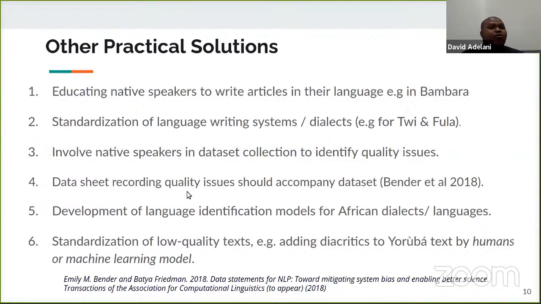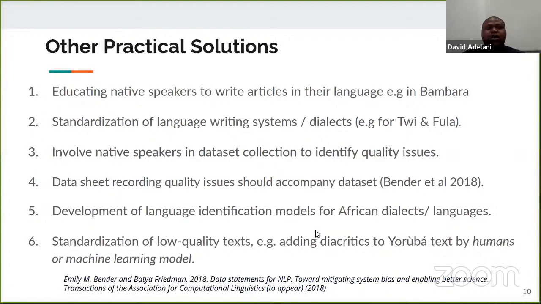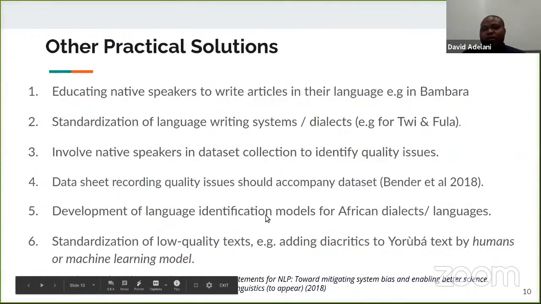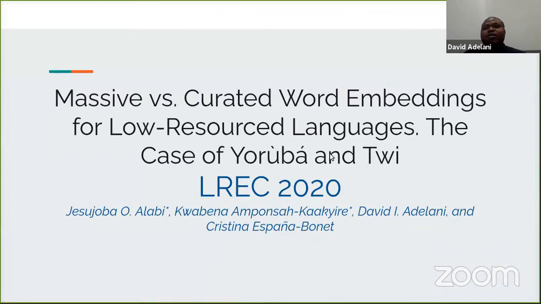Another one is that there is a need for more language identification models, not only to identify languages, but to identify dialects of a language. And also standardization of low-quality text, either by humans or by machine learning models, for example, adding diacritics to Yoruba text automatically. So that's the first part of the talk. In the second part, I'll be discussing our work on word embeddings for Yoruba and Twi.